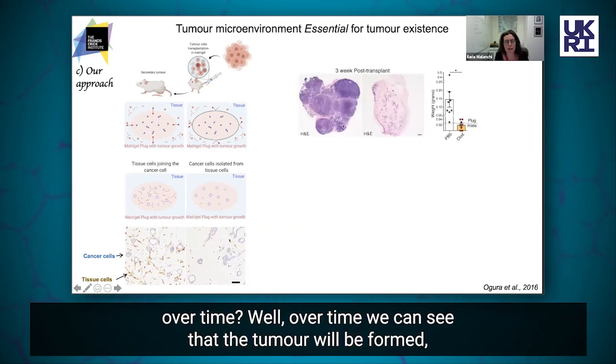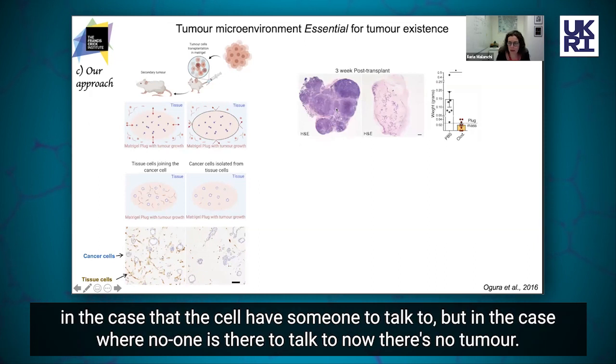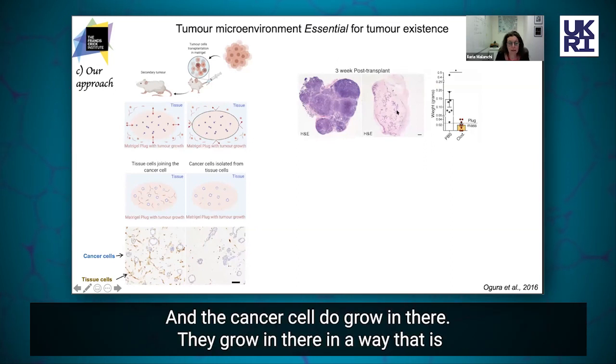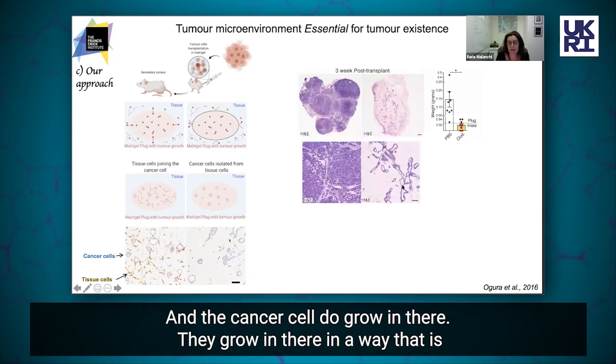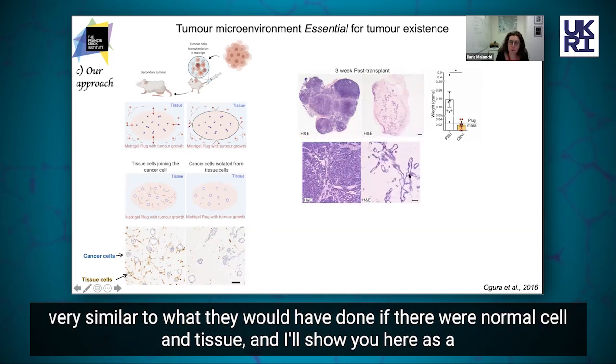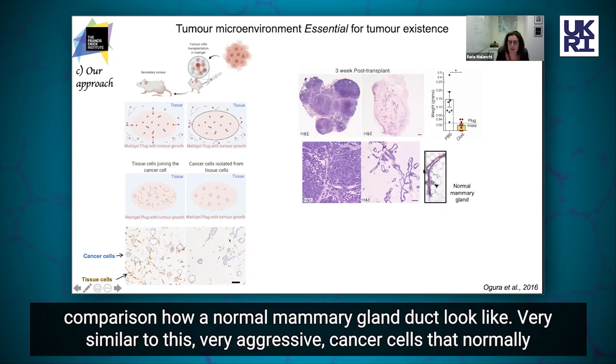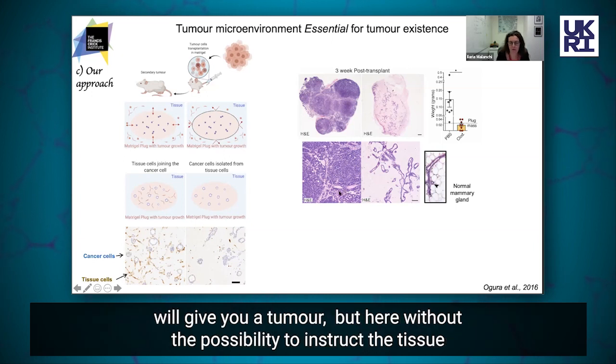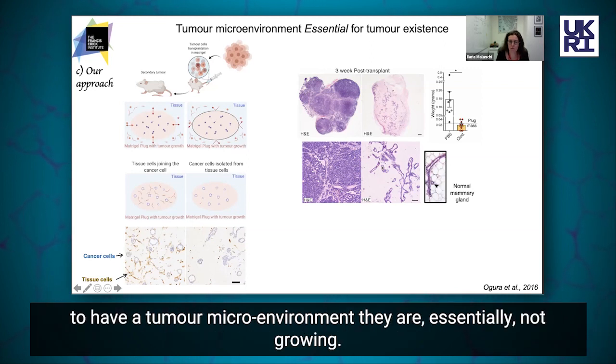So what happened over time? Well, over time, we can see that the tumor will form in the case that the cells have someone to talk to, but in the case where no one is there to talk to, there's no tumor. And the cancer cells do grow in there. They grow in a way that is very similar to what they would have done if they were normal cells in tissue. And I'll show you here as a comparison how a normal mammary gland duct looks. Very similar to this very aggressive cancer cell that normally would give you a tumor. But here, without the possibility to instruct the tissue to have a tumor microenvironment, they're essentially not growing.